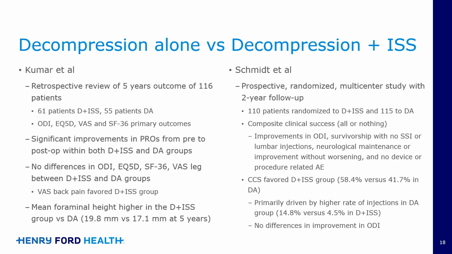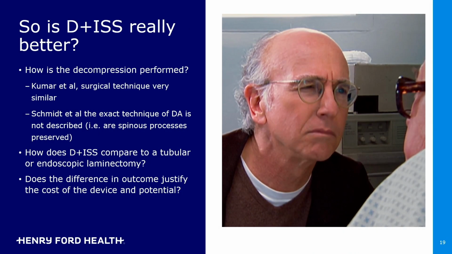Now, the interesting thing is that one of the criteria they placed for what would be considered not a success was if a patient had to have some sort of injection into their spine post-operatively. And really that was the biggest driver of the differences between the two groups: the patients who received decompression alone had a higher rate of injections versus the interspinous group. So, is the conclusion that we should be putting Coflex in for all of our lumbar decompression patients?